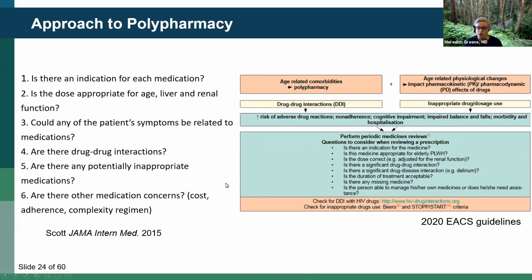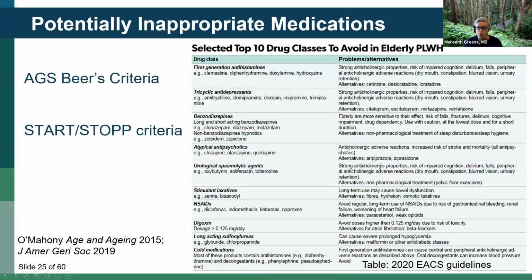And what are potentially inappropriate medications? So if you're not familiar, these are things like medications on the American Geriatric Society Beers criteria list or the European Start-Stop criteria, which are lists of medications to avoid in older adults because often the risks of the medication or the side effects can outweigh the benefits. There are also lists of drug-disease interactions, so specific medications to avoid based on an underlying comorbidity.